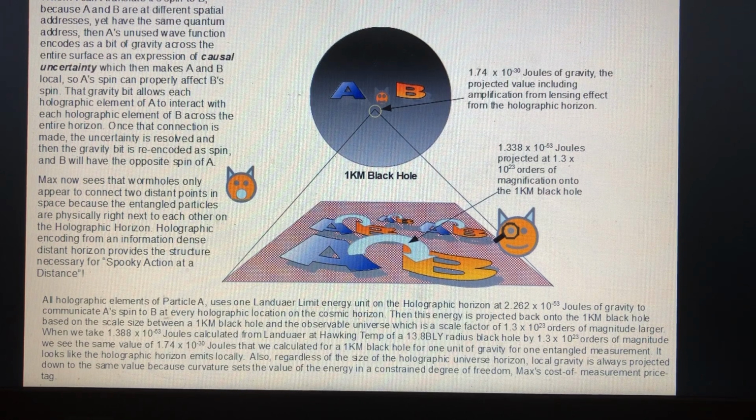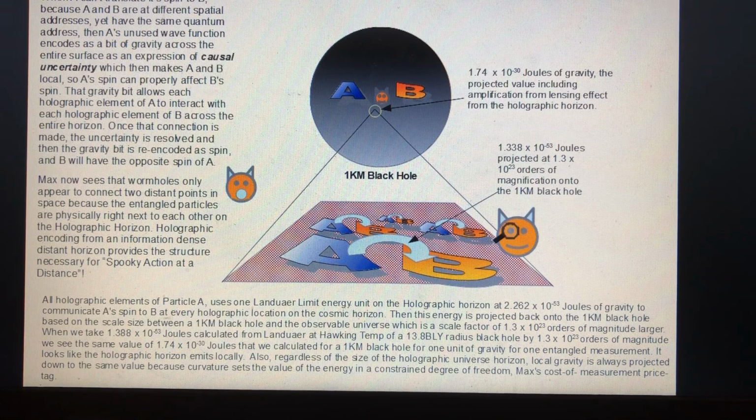So Max is now going to measure the entire sequence of an entangled pair, but this time from the relative holographic horizon. A feat we can't do, a feat nobody can do except for Max. When A can't translate its spin to B because A and B are different spatial addresses, yet have the same quantum address, then A's unused wave function encodes as a bit of gravity across the entire surface as an expression of causal uncertainty, which then makes A and B local. It brings their elements together so A's spin can properly affect B's spin.